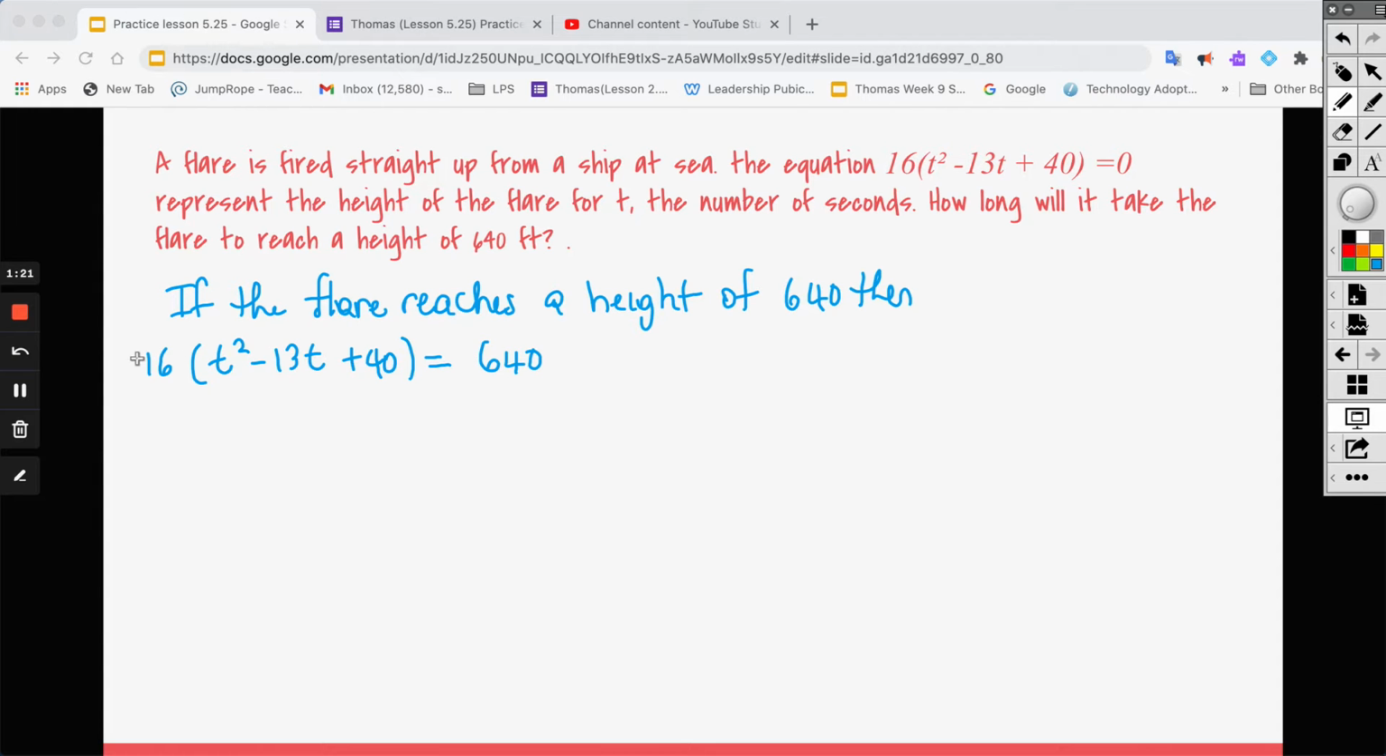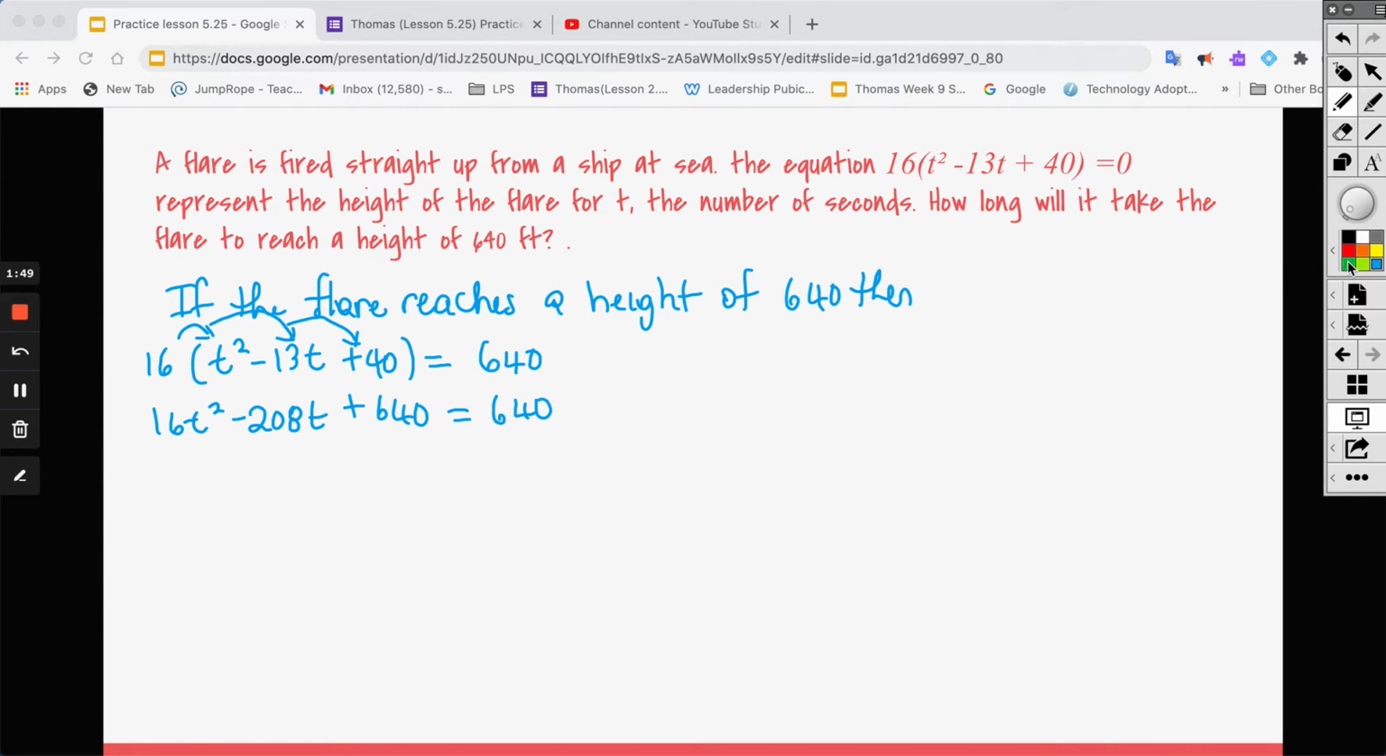So with that said, we are going to use the distributive property to distribute that 16 to each of the terms inside. So our equation really becomes 16t squared minus 208t plus 640 is equal to 640. What do you know?